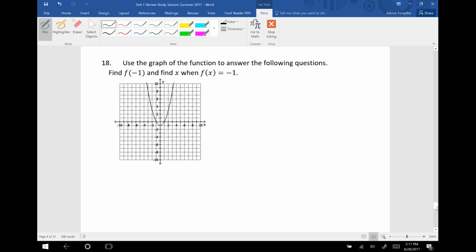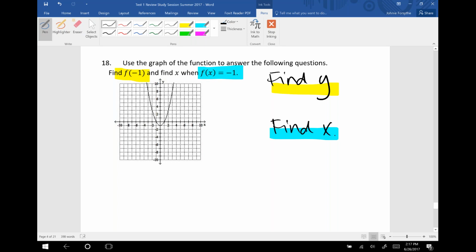Use the graph of the function to answer the following questions. So, find f of -1 and find x when f of x equals -1. So this first one is asking you to find y. And then for this one, it's asking you to find x. Let's focus on the yellow one. So find f of -1. This is wanting you to find y when x equals -1.